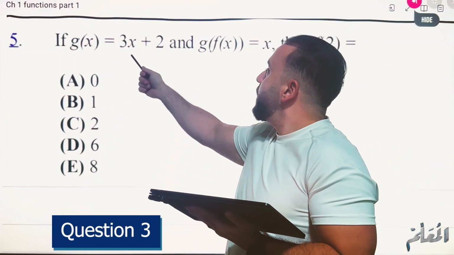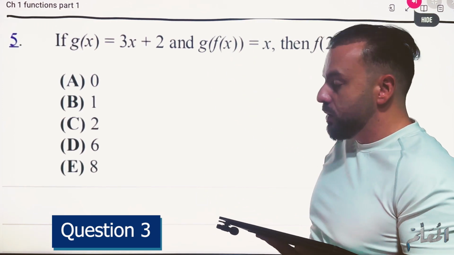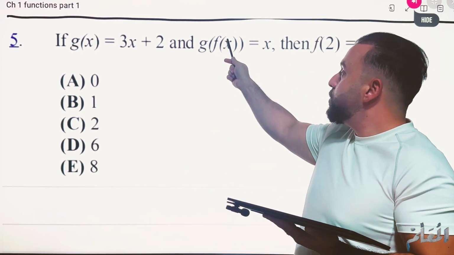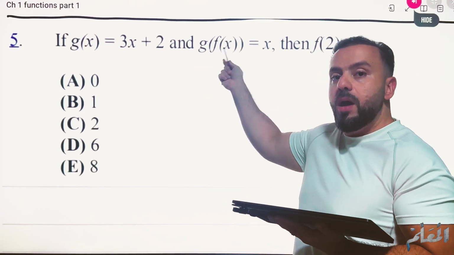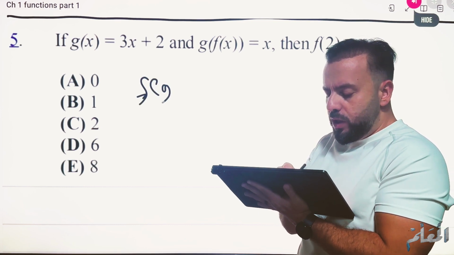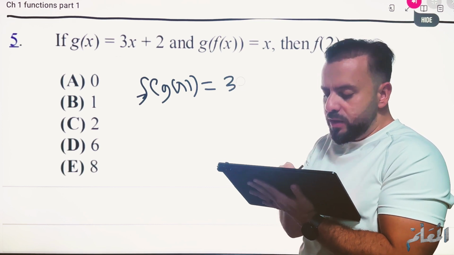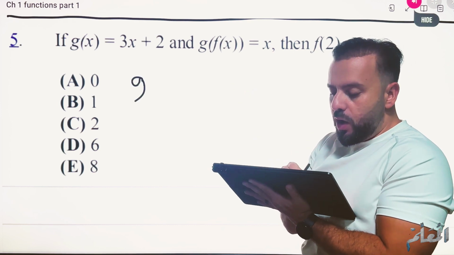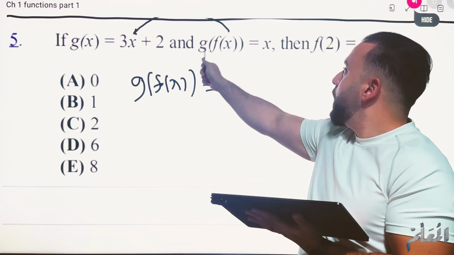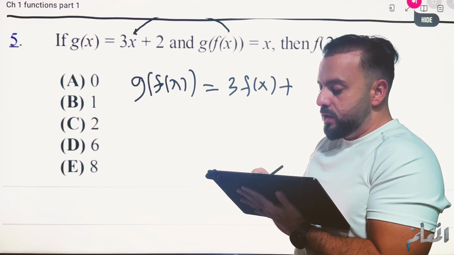If g of x is equal to 3x plus 2 and g of f of x is equal to x, then f of 2 is what? First of all, g of f of x. What does that mean? I just replace every single x in g with f of x. So check this. I mean g of f of x equals, every single x will be replaced by f of x. So that's going to be 3 times f of x plus 2.